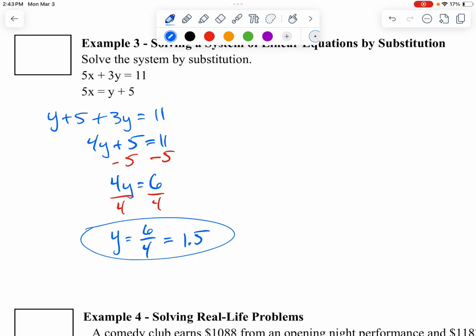And again, we're just going to substitute it back in. You can do this either way. To me, this equation looks a little bit more simple. So when I now substitute in for y, 5x equals 1.5 plus 5. See what I mean about the numbers just not being as nice, but it works out just fine. I can combine those like terms. 5x equals 6.5. Divide both sides by 5, and x equals 1.3.